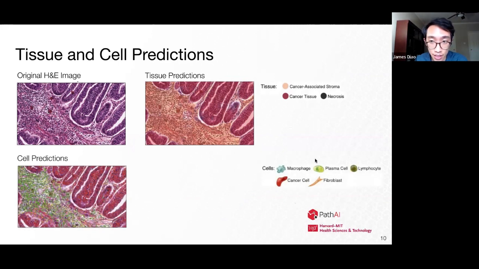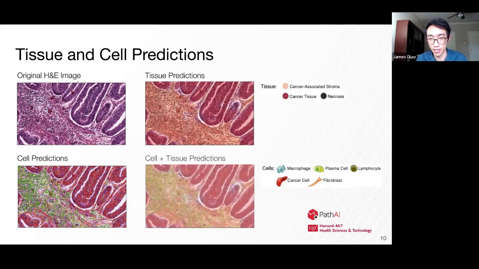And then these are the cell predictions, where you can see just like this river of lymphocytes and macrophages and fibroblasts and other things running in between the cancer epithelial cells. And then the red dots all punctuating the cancer tissue. And then this is just the overlay. This is generated, again, the tissue predictions are at 4 micron resolution, and then the cell predictions are 2 micron resolution, and the inference is performed on the entire slide.